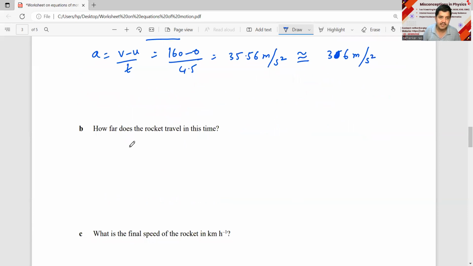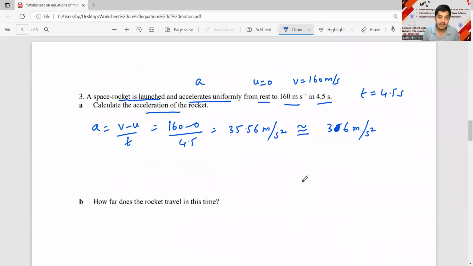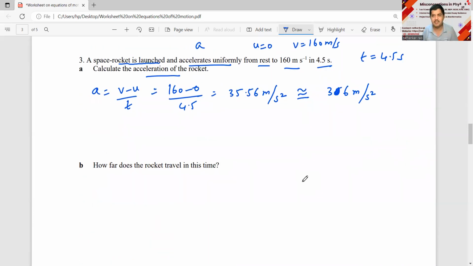Then, how far does the rocket travel in this time? What is the distance traveled by the rocket? What do you think it would be? Maybe 1 kilometer, 5 kilometers? Let us calculate it. By looking at it, we can say, hey, yeah, it has gone to several billions of kilometers. No, it's not true. Let us find out what distance it travels. How do I consider this?